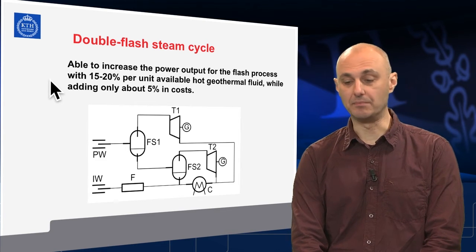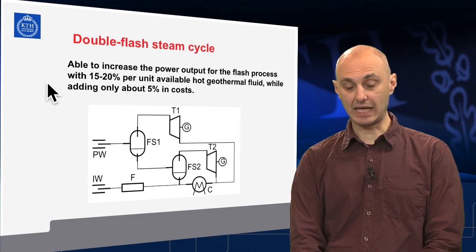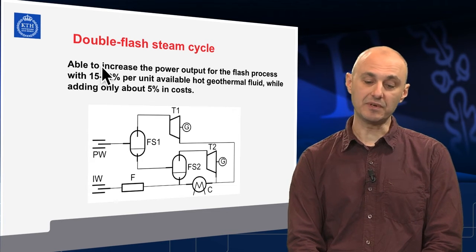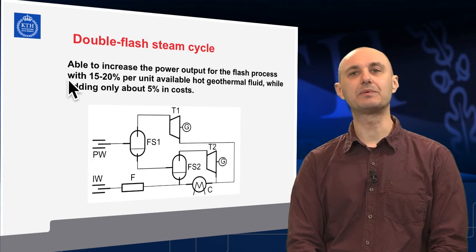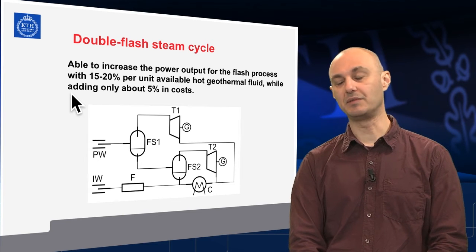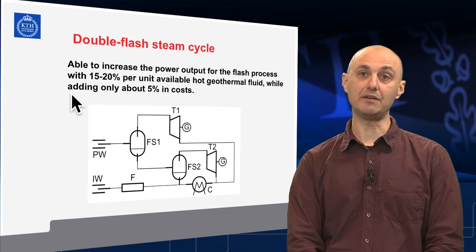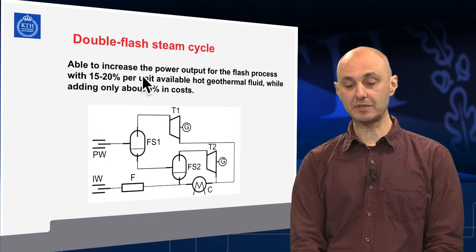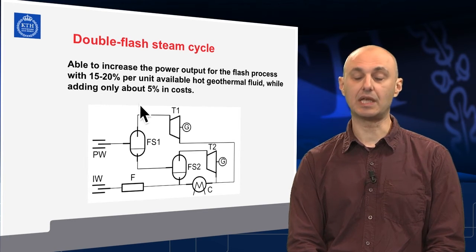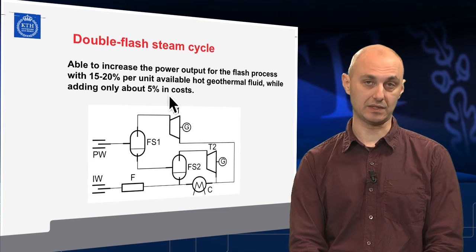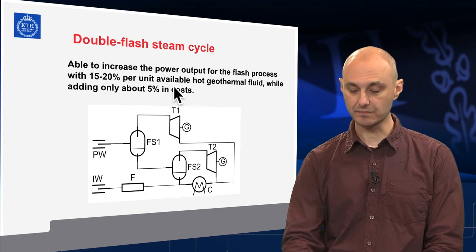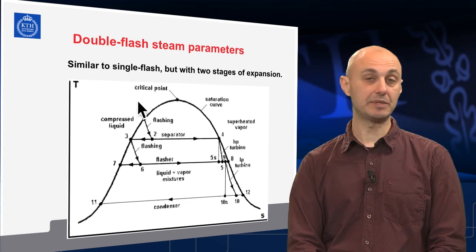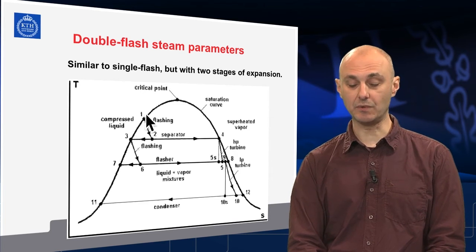Generally, as a rule of thumb, a second flash step would improve approximately 15 to 20% in the best case of the power output. That's good enough to justify the investment. And usually only 5% of additional costs can be expected for the second step of flashing. In a TS diagram, it can be represented in this simple way.